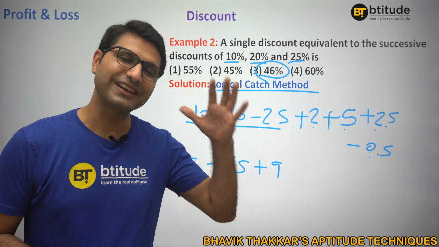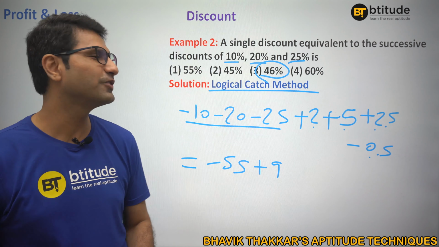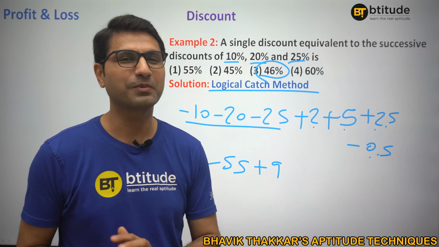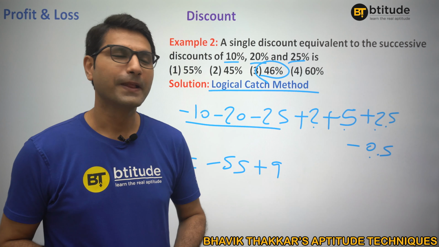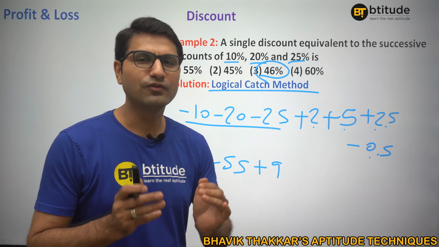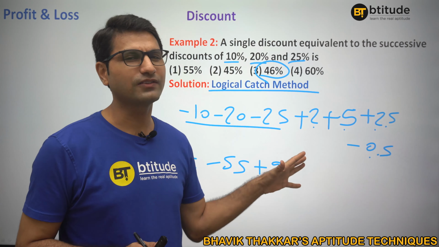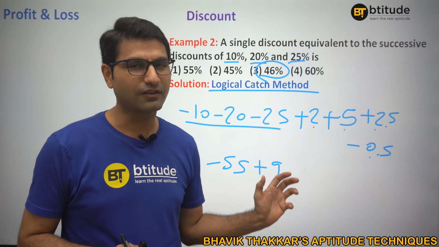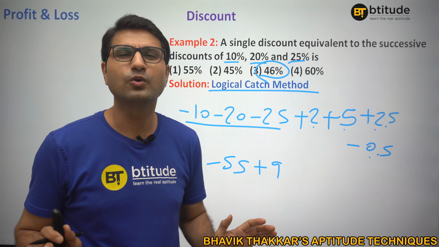That means it is getting reduced. The value is getting reduced. How much percent? 46%. Are you getting this thing? Look, I think whenever there are 3 discounts, this logical catch becomes more difficult and confusing. Maybe you cannot do it.